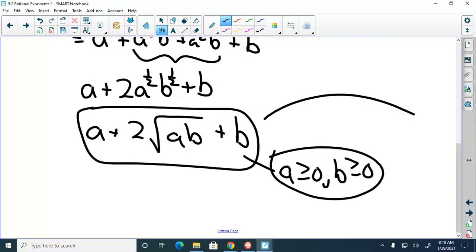So technically we can tack on here at the end, A and B are both negative, as the extra information that we don't want to lose. A and B can't both be negative.